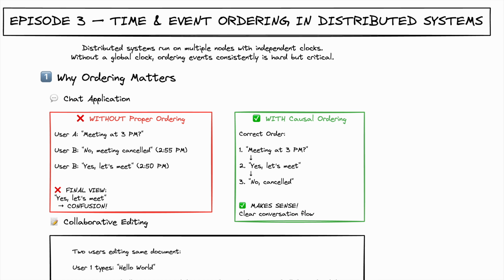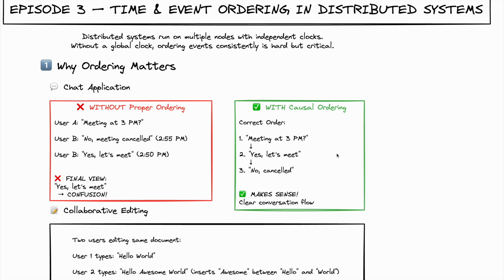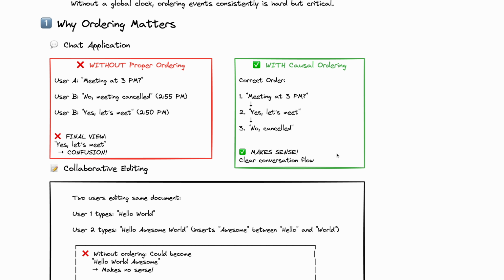Distributed systems run on multiple nodes with independent clocks, and without a global clock, ordering events consistently is hard but critical. First, let's take a look at why time and event ordering matter in distributed systems. First, let's take a look at the chat application.